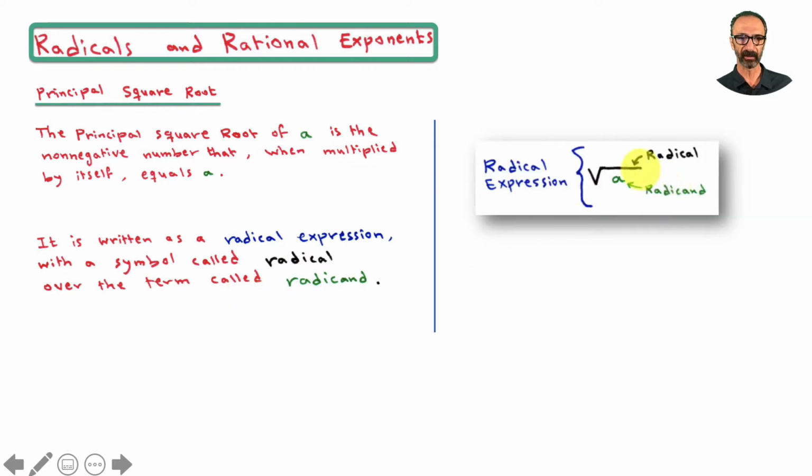This is what we mean. This is the radical expression or radical symbol, and the inside part is called radicand. This together is called radical expression, and usually we call it the principal square root. So the principal square root of 25 is 5, and it's not negative 5.